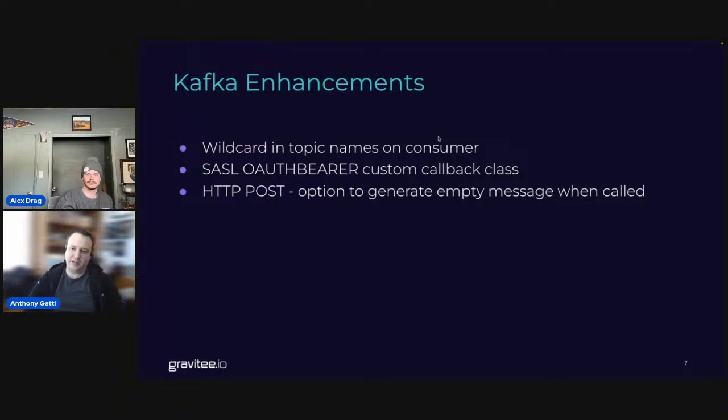The first is the ability to specify a wildcard in a topic name. This is already supported by the Kafka consumer, and this allows you to create one API that can consume from multiple Kafka topics simultaneously using a wildcard. We already support a list, but this way you can define it in a more generic form.